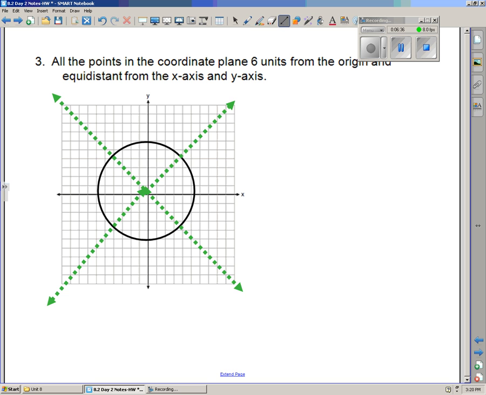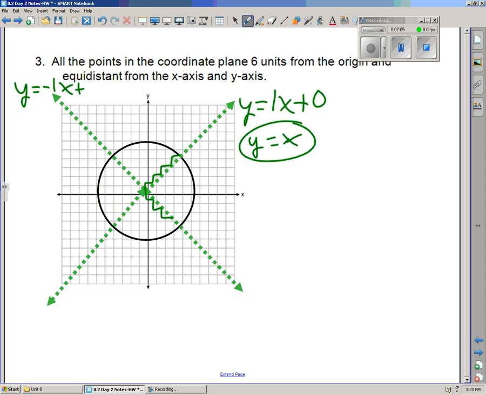Remember, the equation of a line is y equals mx plus b. Both of these lines start at the origin. So they both have a y-intercept that's 0, but then each line has a slope of 1. To get from one point to the next, I'm going to go up 1 and over 1, or I'm going to go down 1 and over 1. So this line happens to be slope of 1, y equals 1x plus 0, which we would just say y equals x. This guy over here has y equals negative 1x plus 0, or y equals negative x. So the equations of both of these lines would be this and this.